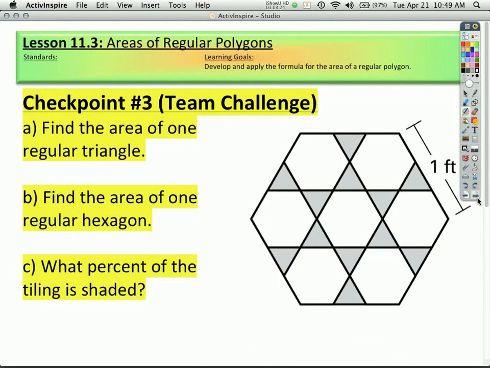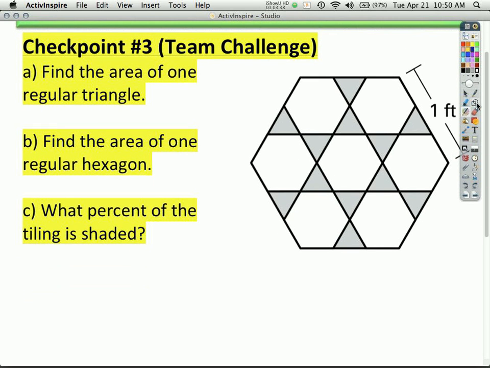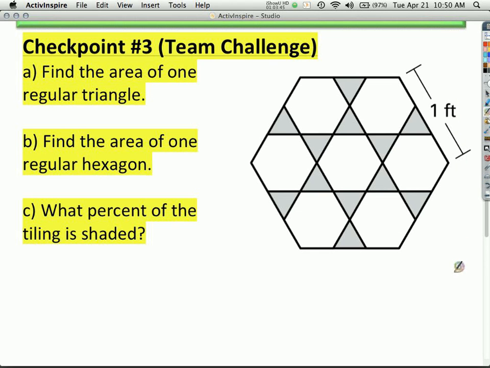That leads us to our team challenge. So, you see the last picture. You have all the resources you need. You have a ruler, you have a calculator, I gave you the diagram. Your job is to find me the area of one regular triangle. Each of those gray triangles is a regular triangle. So I would like the area of one of those.